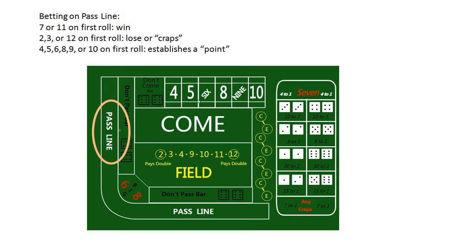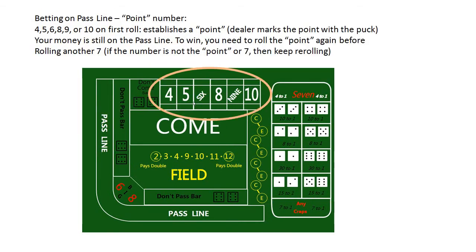So this part is the pass line. And what we do is we start by putting a bet on the pass line, let's say $1. And we roll two dice. When the total of the two dice is 4, 5, 6, 8, 9, or 10, we establish a point, and then we'll enter a second part of the game.